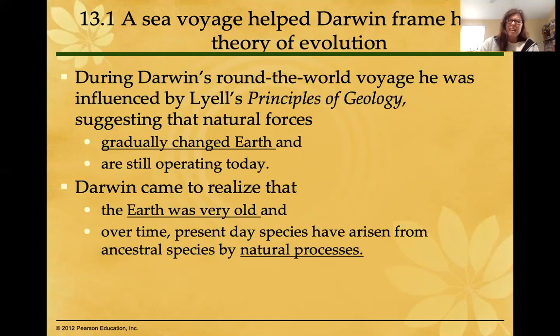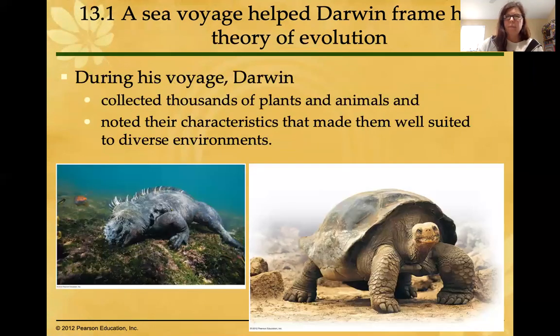And so Darwin then started to think, well, if the earth is really old, then the living organisms on it must also be really old. And so we have this change. So again, present day species had to have arisen from ancestral species by natural processes. So what were those natural processes? We had to try to figure out, what's the mechanism? What is this process that allowed these organisms to change over time?